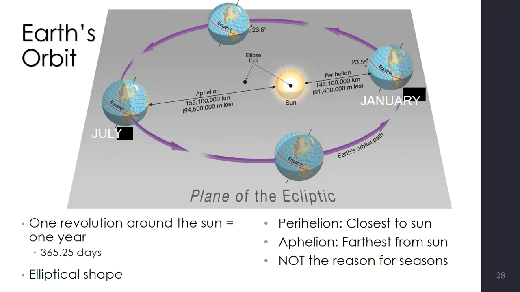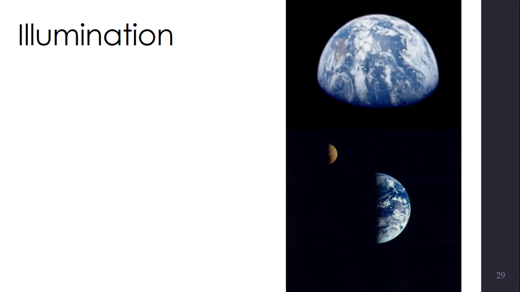But the important thing to remember is it takes 1 year for our planet to revolve around the sun. It does so in an elliptical shape, and it's not always the same distance from the sun. In January, we are closer to the sun than we are in July, which might be a little counterintuitive for us being in the northern hemisphere, but in the southern hemisphere, it's not going to be.